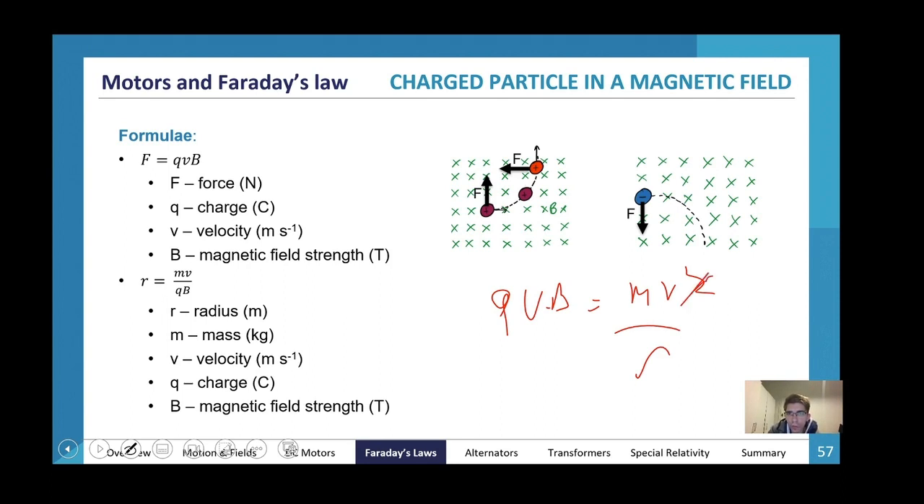So let's remove a v from each side. QB is equal to mv on r. So r is equal to mv on QB, where r is the radius in meters, m is the mass in kilograms, v is the velocity in meters per second, q is the charge in coulombs, and B is the magnetic field strength.